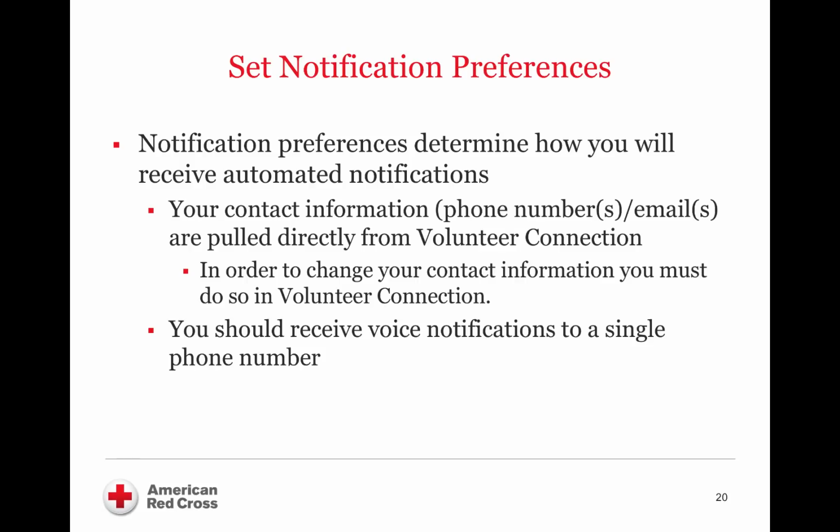Next, you want to set your notification preferences. Notification preferences determine how you will receive automated notifications. Your contact information that's used for these automatic notifications is pulled directly from Volunteer Connection. In order to change your contact information in the DAT app, you must do so in Volunteer Connection. If you choose to receive voice notifications, you should do so to a single phone number.